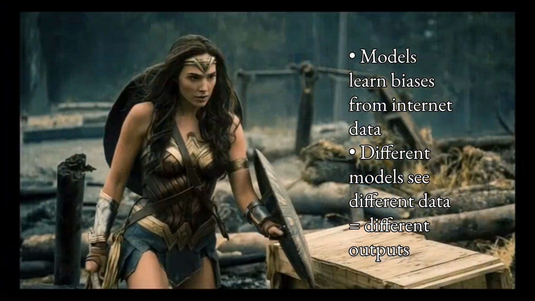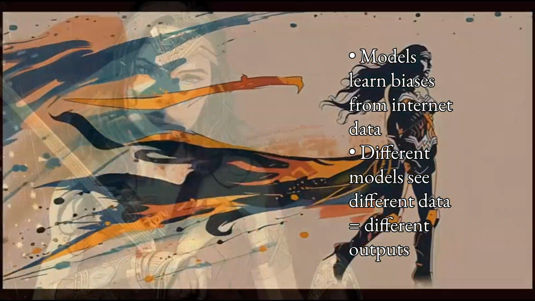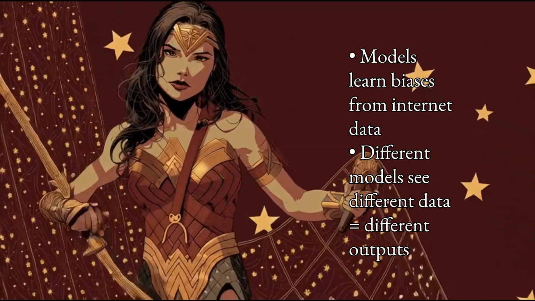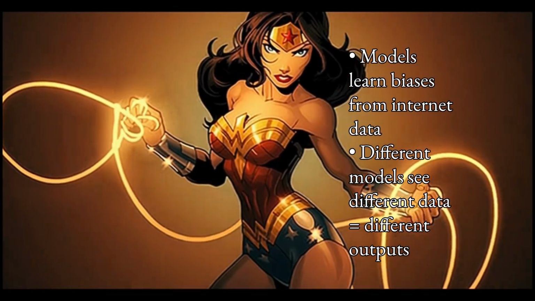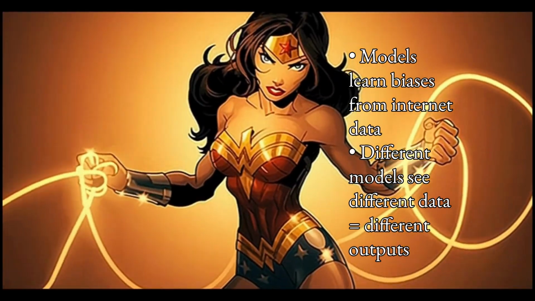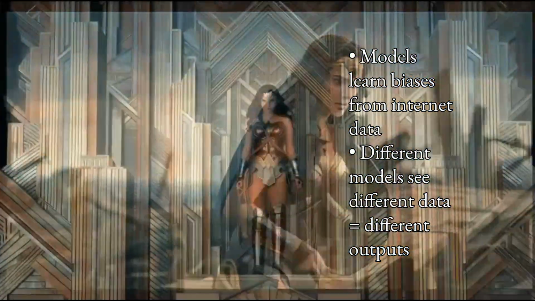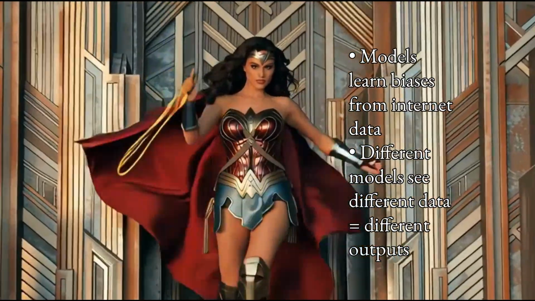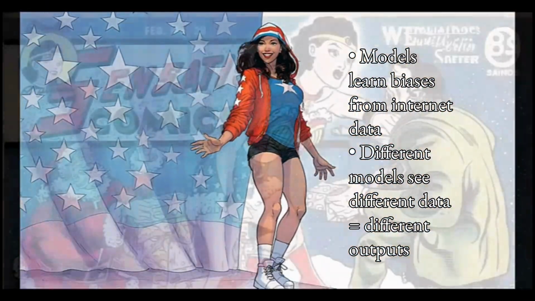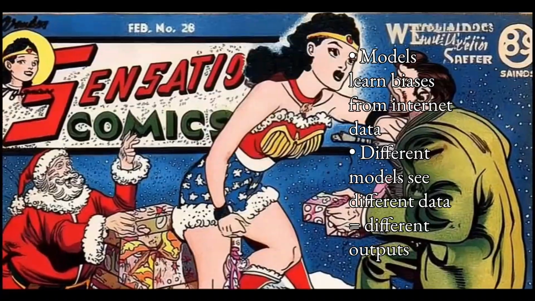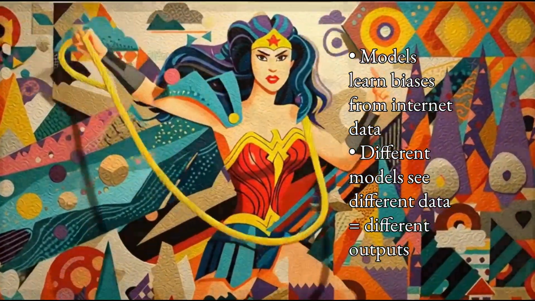Midjourney tends to make a lot of women look like supermodels, and it'll sometimes just draw them with barely any clothes on. It's probably learning that because when it goes on the internet, it's seeing a lot of women with barely any clothes on. It doesn't tend to do that as much with men because it doesn't see that data. So whatever data it sees, it's going to learn those patterns. And the different models see different data, which means they're going to have different output.